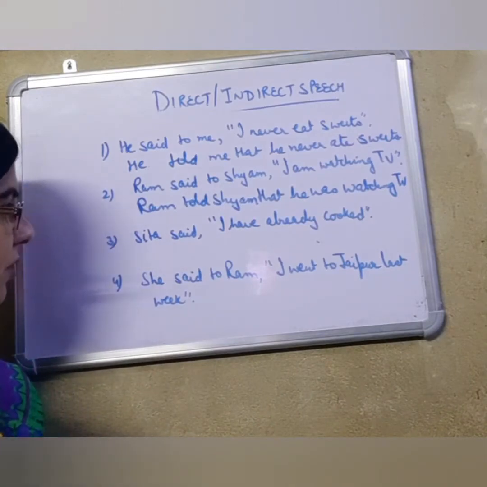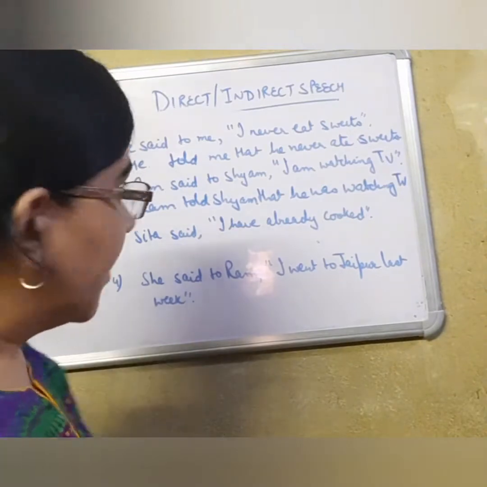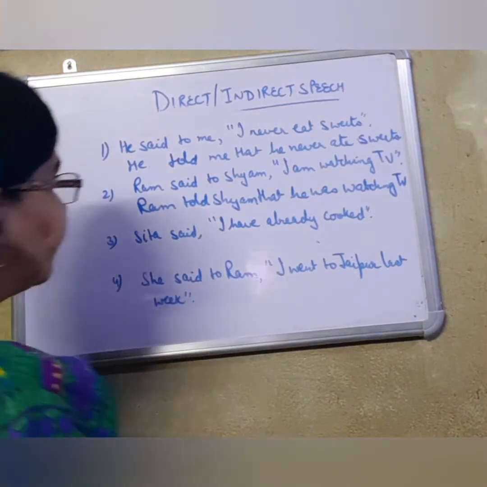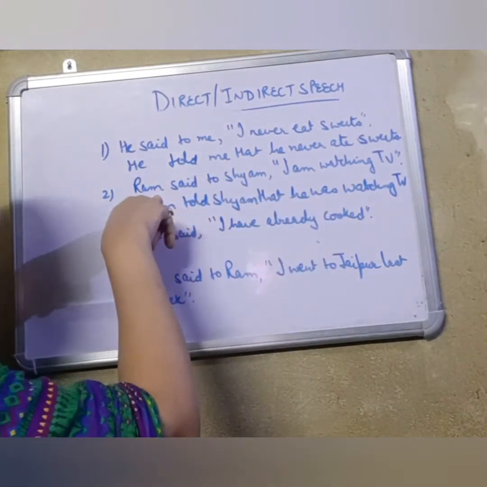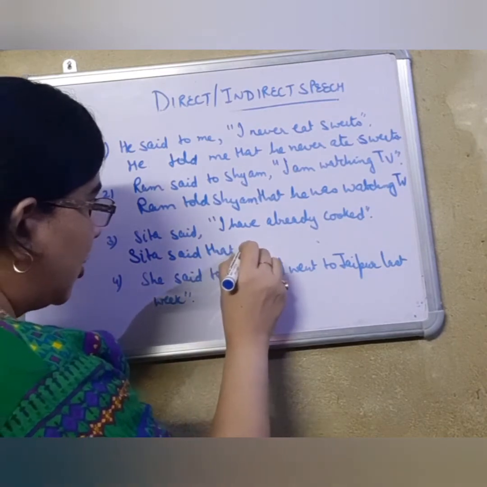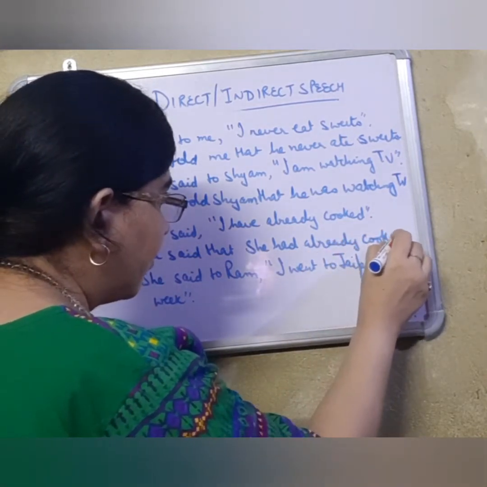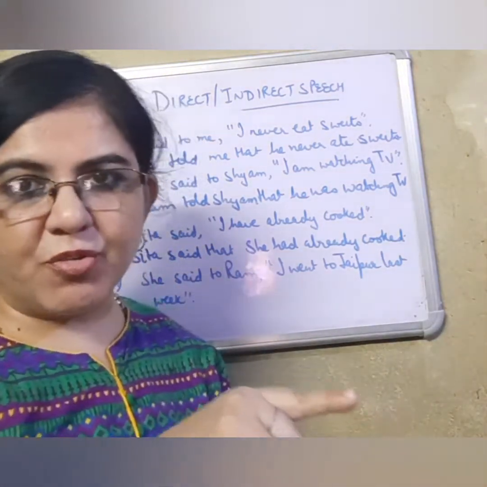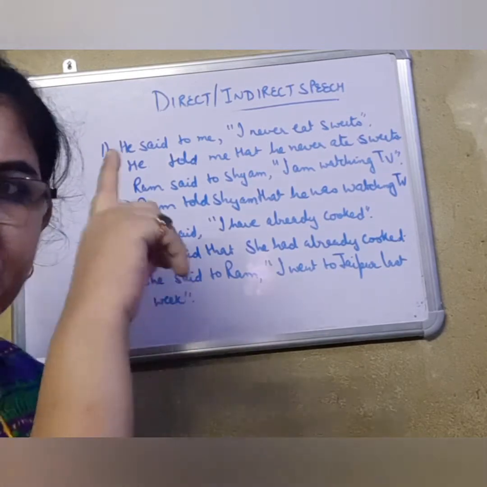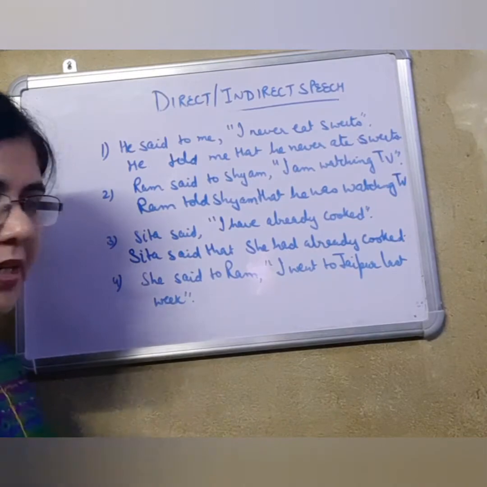Sita said, I have already cooked. Now Sita said to whom? Not given. In that case, said will remain said. He'll say, Sita said that she had already cooked. I will be converted according to the subject. Here also, I was converted according to the subject. Sita said that she had already cooked. Have will become had. Present perfect has converted into past perfect. If you write here, Sita told, it will be wrong. Told requires an object. To whom has she cooked? Here there was no object. So you will be writing directly Sita said.